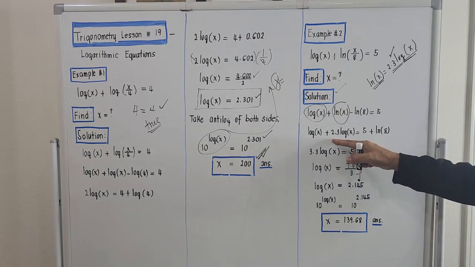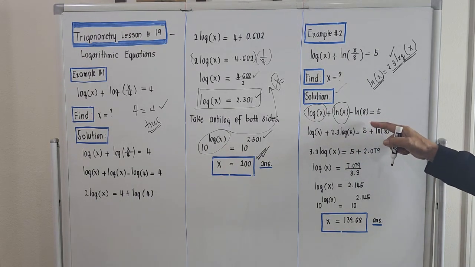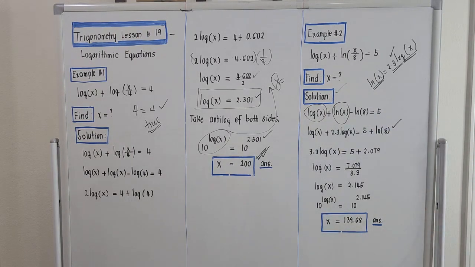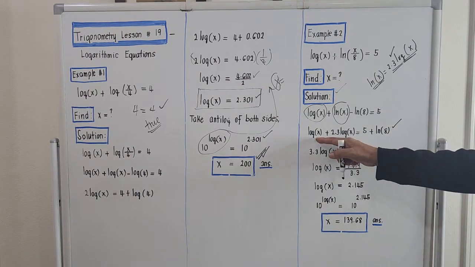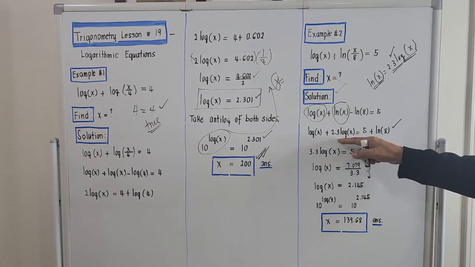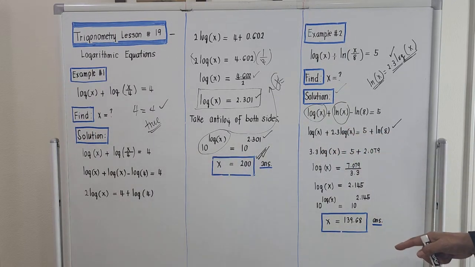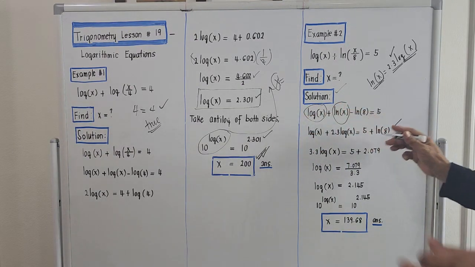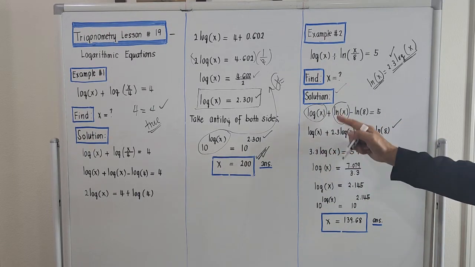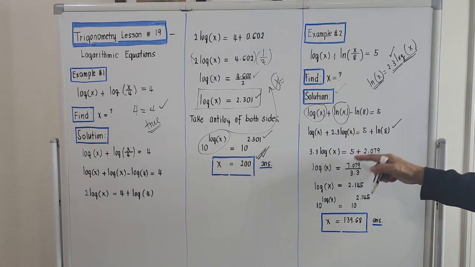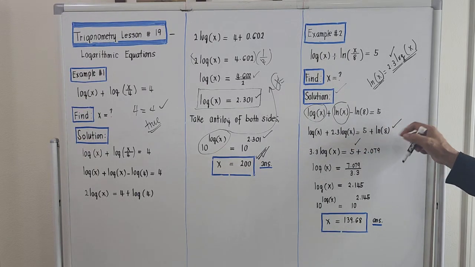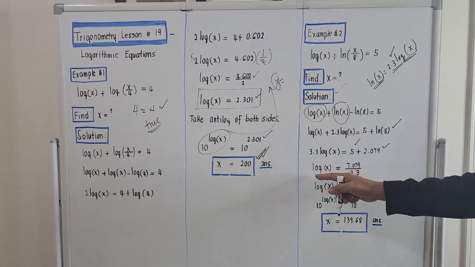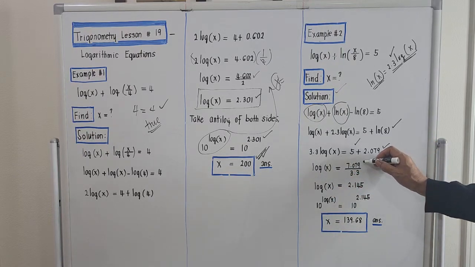So this is 2.3 common log of x, and this should be equal to 5 plus, we transpose this to the right, plus the natural logarithm of 8. This is 1 logarithm of x plus 2.3 logarithm of x. They are common, right? The coefficient here is 1, this is 2.3, so if we take the sum combined, that will be 3.3 log of x, and this should be equal to 5. Natural log of 8, use our calculator, 2.079. So log of x now will be equal to 7.079.